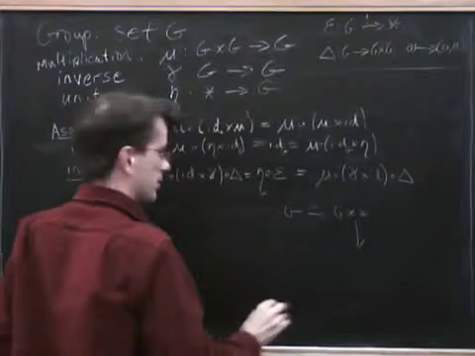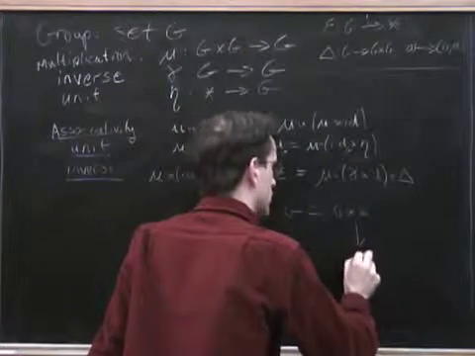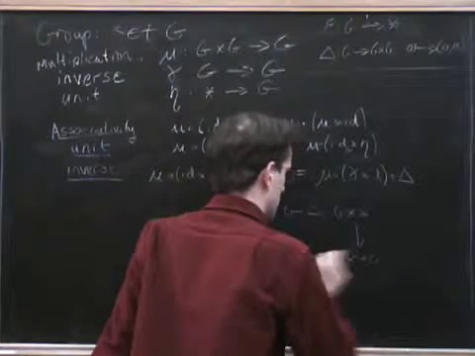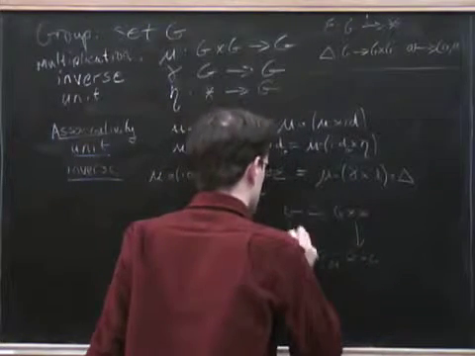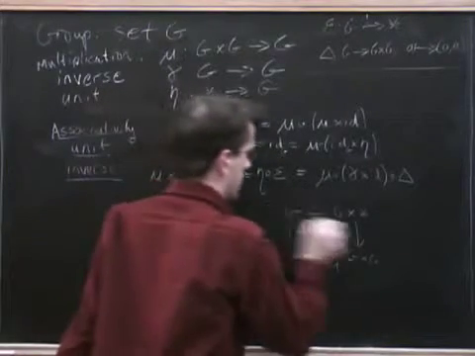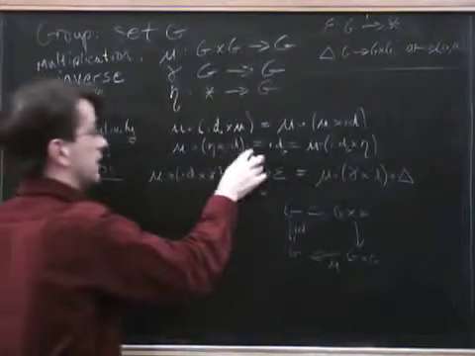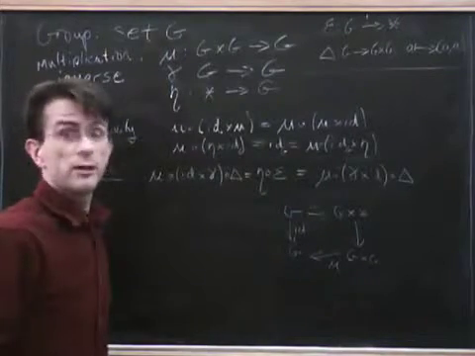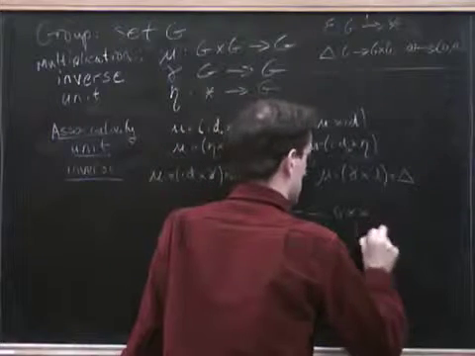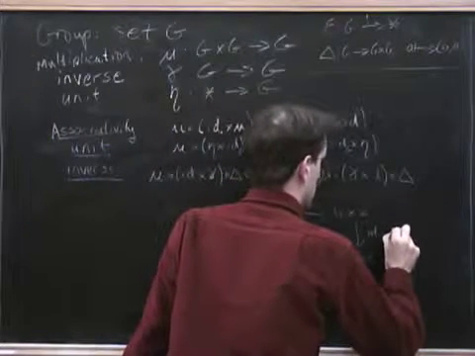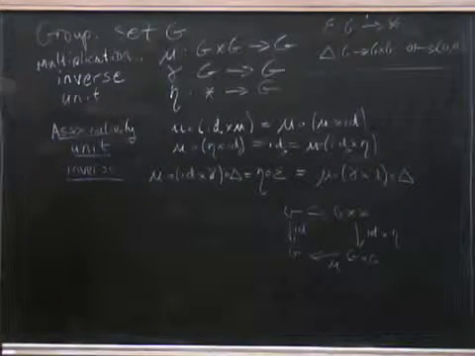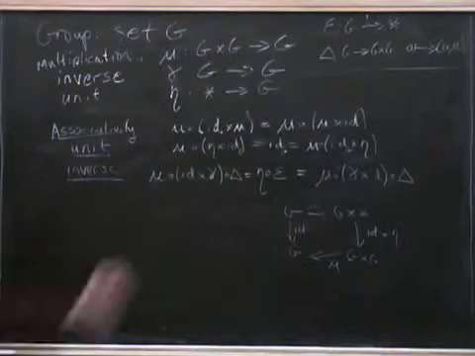Not sure which way around I'm going this square. So we're going G cross star to G cross G, and then we can do mu, and that's just the identity. So this little map here is sort of hidden in this notation, so I should just put that in the notation. So where this is the unit map.